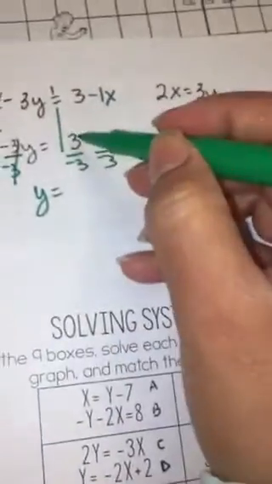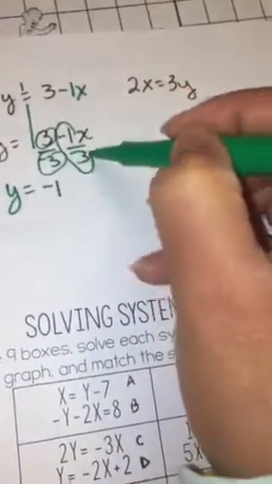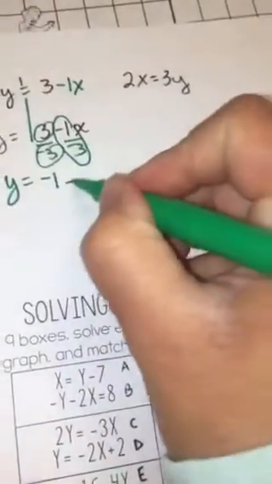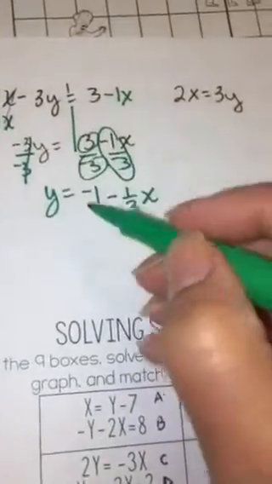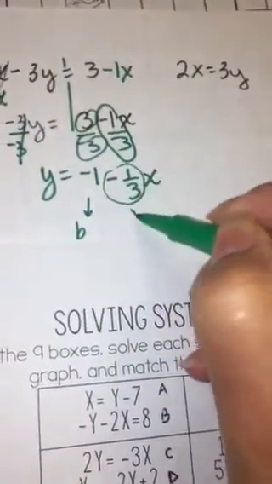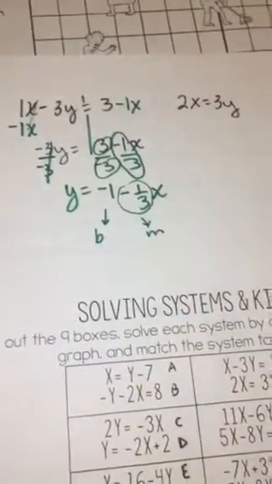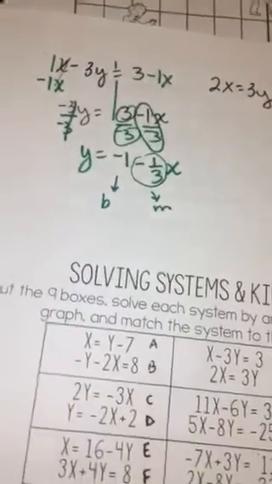y equals 3 divided by negative 3 is negative 1. Then negative 1 over 3 x, that's a fraction. I can't do anything to it, so I just leave it alone. So this is my y-intercept. This right here is my slope. Okay, so I will be able to graph those right now.